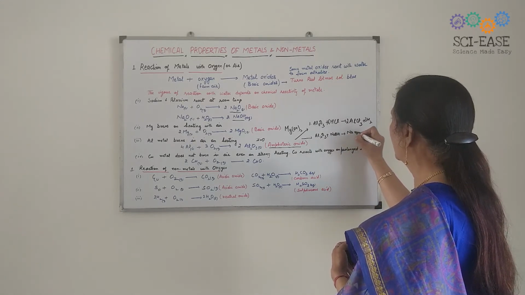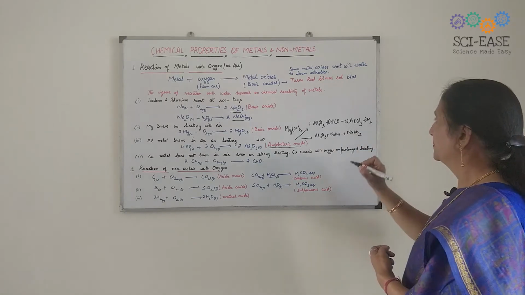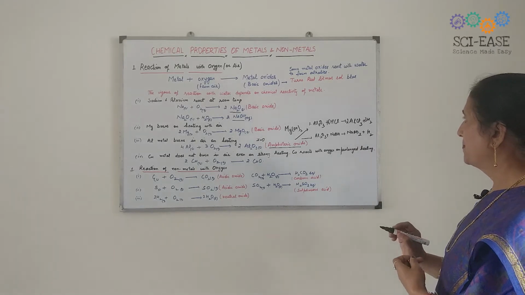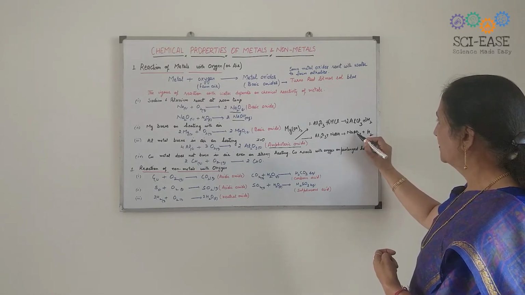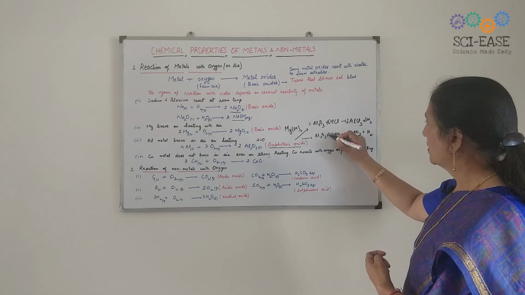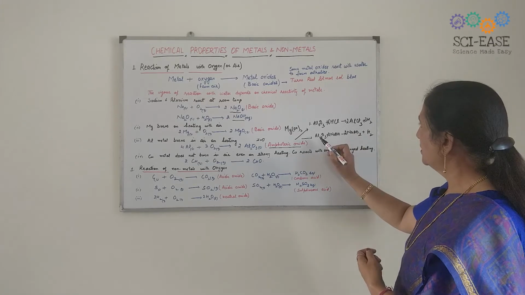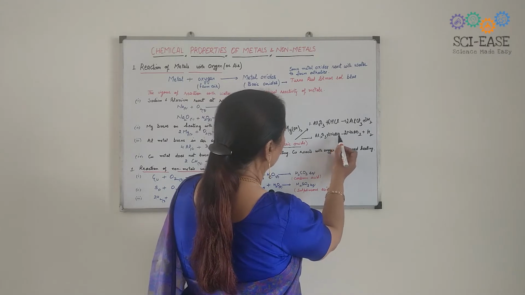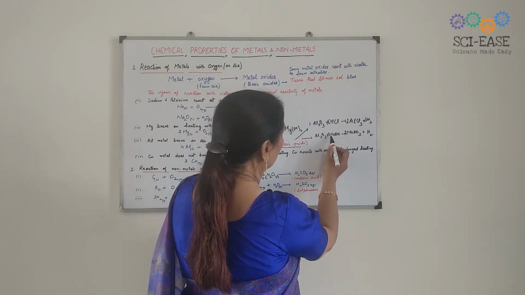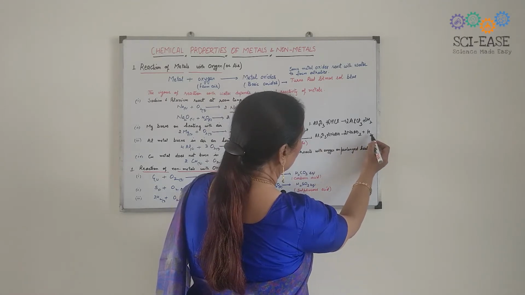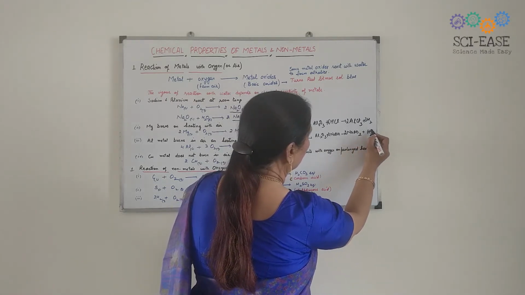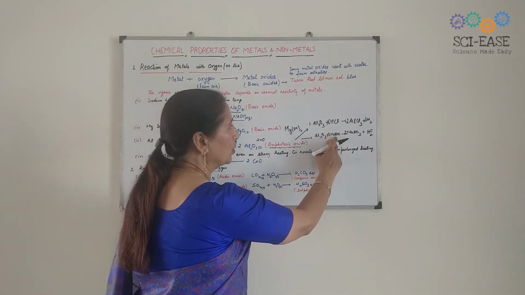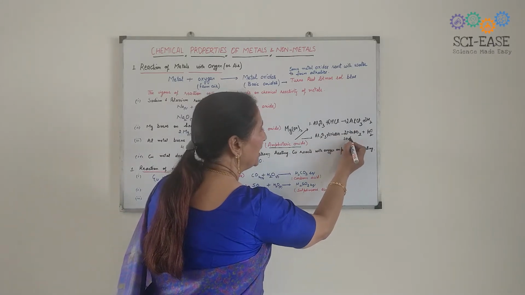So the reaction is Al2O3 plus NaOH, forming sodium aluminate plus hydrogen, that will be formed. Okay, sodium aluminate. I will balance the equation first. Here water is formed. So the reaction is Al2O3 plus 2 NaOH forming, this is sodium aluminate.